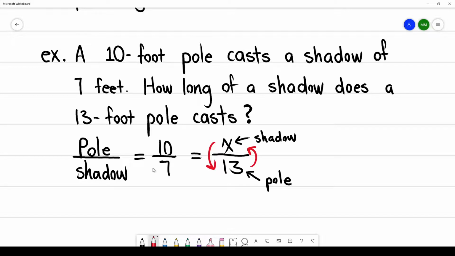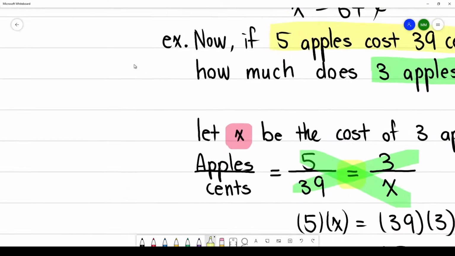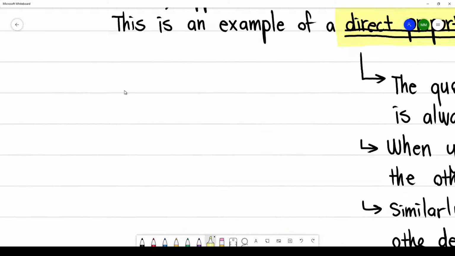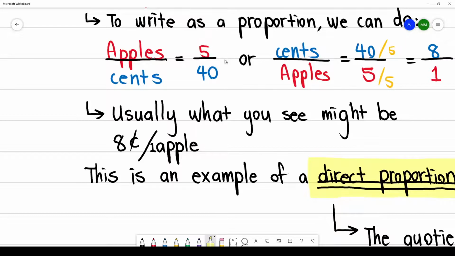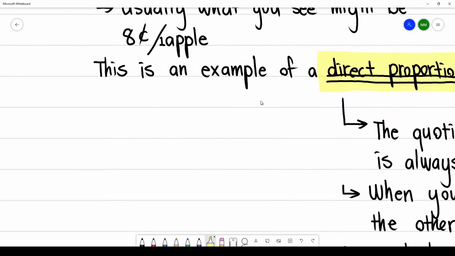That is the proportion you're starting off with. So you're starting off with pole to shadow, 10 over 7. But then when you set up the other side of the equation, you made it shadow over pole. So remember how previously I was saying that they are a bit different. Like 5 over 40, apples over cents, is a little bit different from cents over apples, which is 40 over 5. They are a bit different.